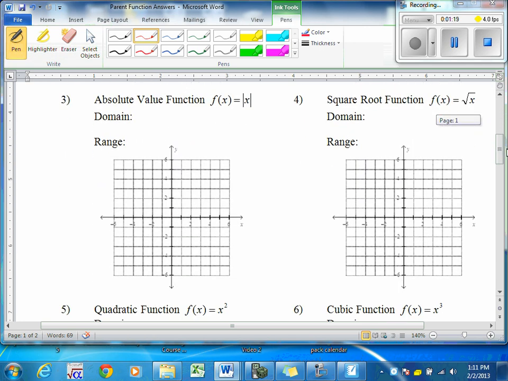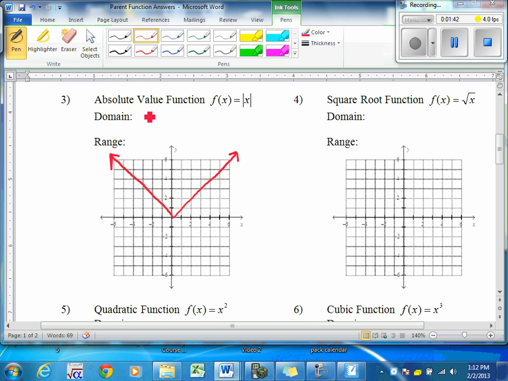So there are next two. Absolute value function. When you see absolute value, you always want to think V-shaped. Looks like the identity to the right with a slope of 1. V's the other way. Everything's positive. Also a slope of 1. Try to do my best on the graphs here.